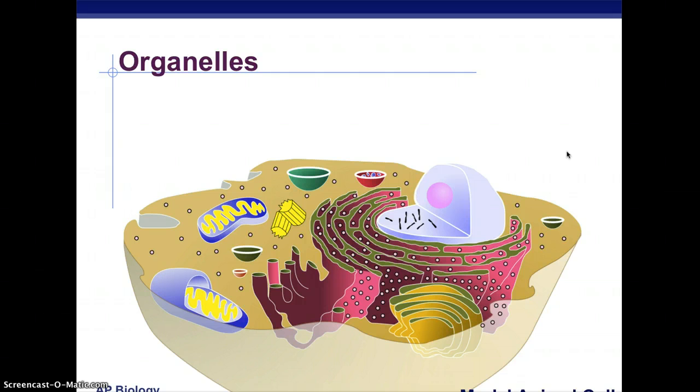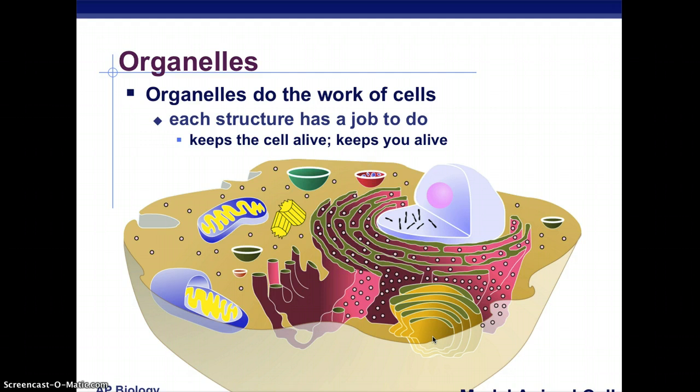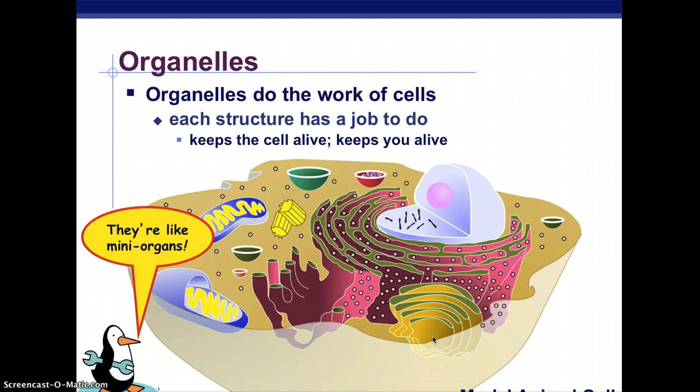So inside of the cell, we have smaller little structures called organelles. All of these things that are brightly colored, by the way, in this diagram, the colors are just randomly chosen. The organelles don't really have color, with the exception of a chloroplast. But organelles do the work of the cell, and actually this ending, E-L-L-E, means little or small, so the word literally means little organs. So each of these are little specialized structures within the cell that do a specific job to keep the cell alive and thus keep you alive. So yes, penguin, they're like mini organs.